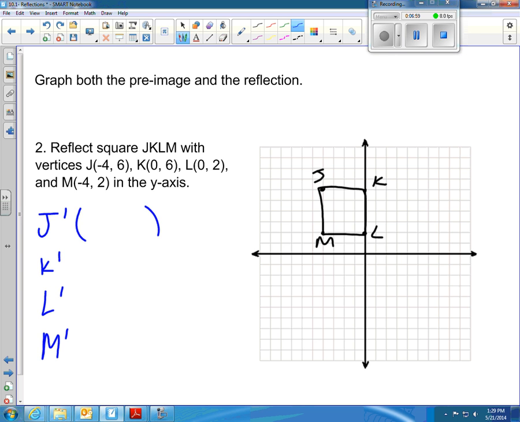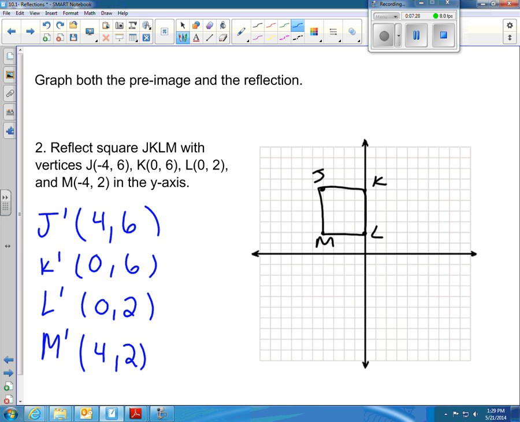Now it says to reflect over the y-axis, and the rule for reflecting over the y-axis says to multiply the x-coordinate by -1. So if my J is (-4, 6), now I'm going to have (4, 6). My K is (0, 6). 0 times -1 is 0, so (0, 6). L, 0 times -1 is 0, and 2. And then M, -4 times -1 gives me a +4, so (4, 2).